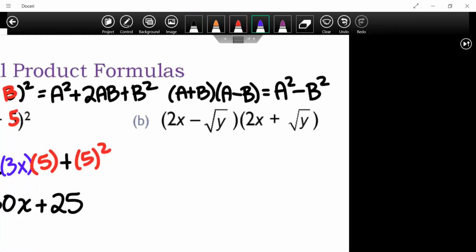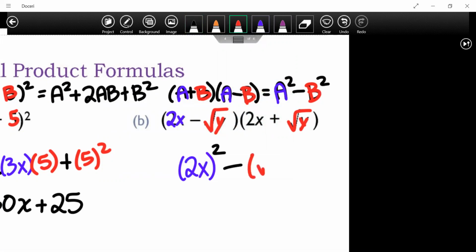Our A term is 2x. We're going to plug that into our A squared. And your B term is the square root of y. You guys can use these again to make your life a little bit nicer. All I'm going to do is plug in directly. My A squared happens to be 2x squared. I'm going to keep that subtraction. And then my B happens to be square root of y, squared.